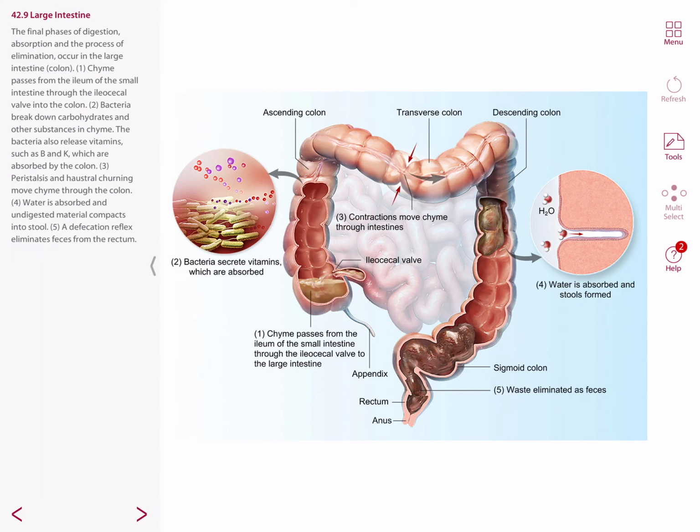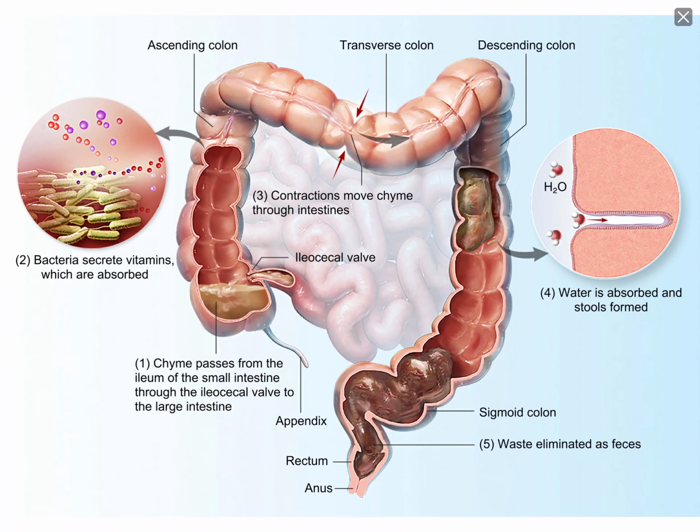This is a favorite slide of mine. So this one shows the chyme passing from the small intestine into the large intestine through the ileocecal valve. So the ileum, cecum, valve in between, ileocecal valve. Now we're going to take that food, and you'll notice step 1, the chyme is passing in. Step 2, though, bacteria secretes vitamins which are absorbed.